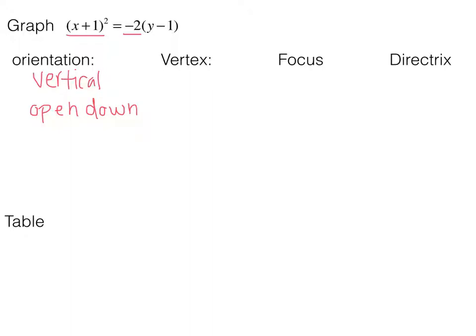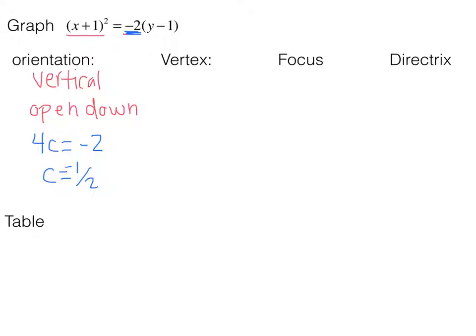Next, we need to determine our c value. 4 times c is going to equal whatever value is in front of the y minus 1. So 4c is going to equal negative 2. Solve for c. c equals negative 1/2. Now we have enough information from our equation to determine the vertex, the focus, and the directrix.